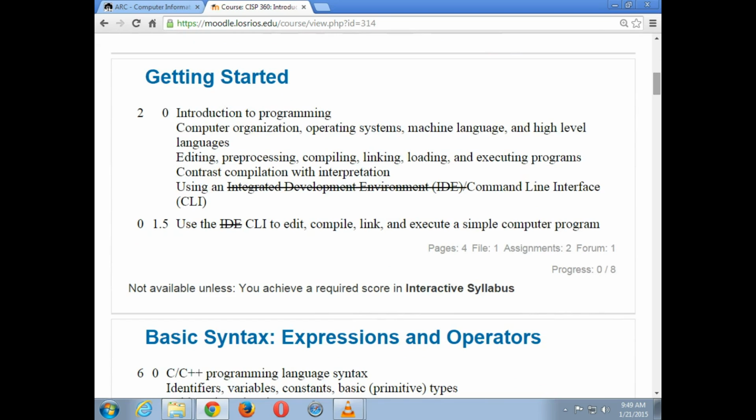Was anyone following along and get access to the material? Okay. Yeah. So it worked. Okay, good. All right, so we'll go to the first slide, which is getting started.